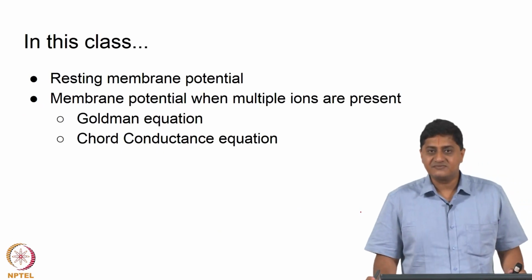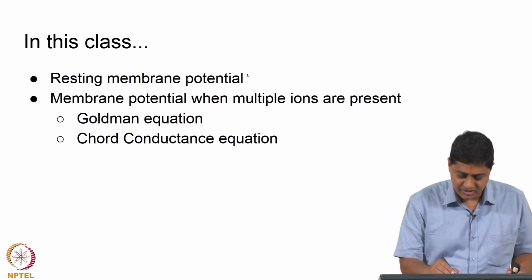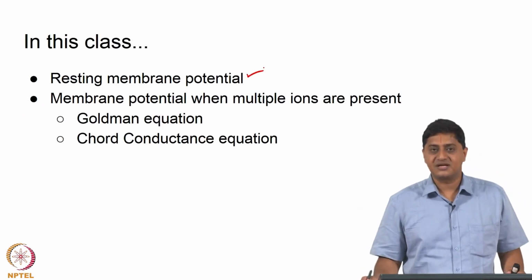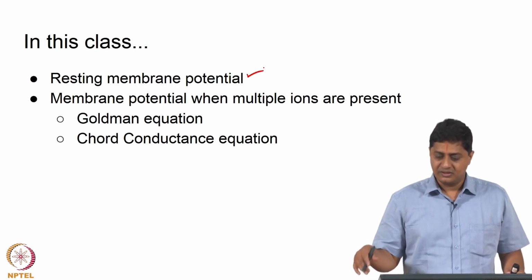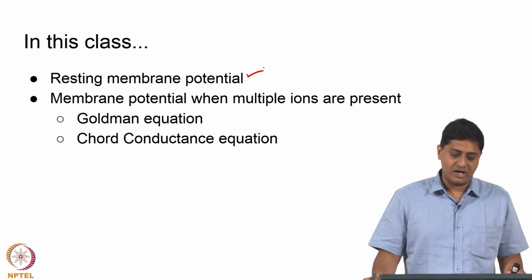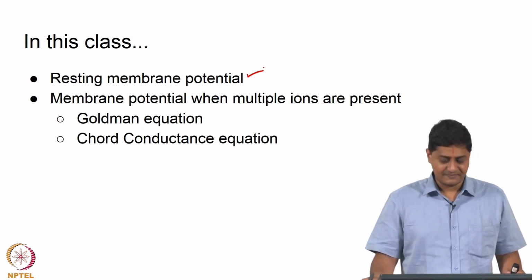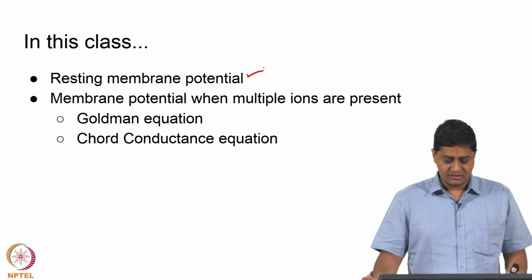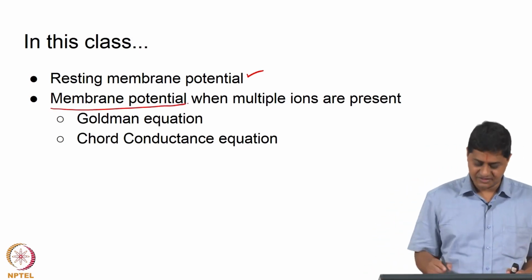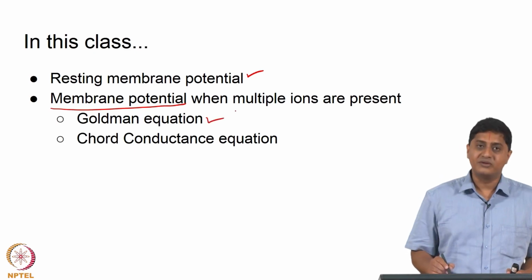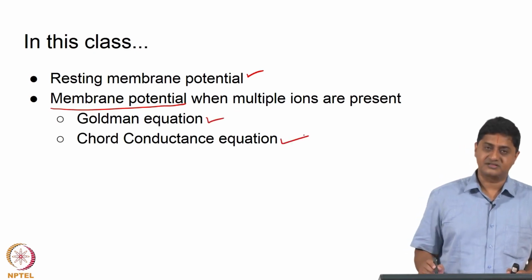So in today's class we will be talking about resting membrane potential, how resting membrane potential is established or maintained, and how that leads to the function of the biological membrane in excitable cells, and how membrane potential is computed. There are two ways in which it is usually done. One is Goldman's equation, the other is the chord conductance equation.